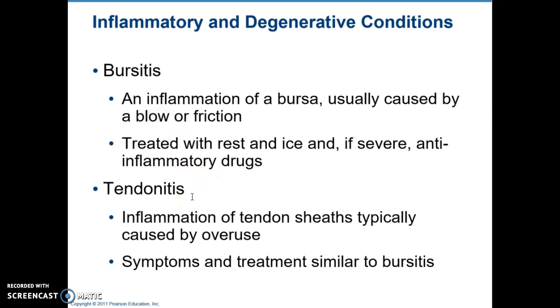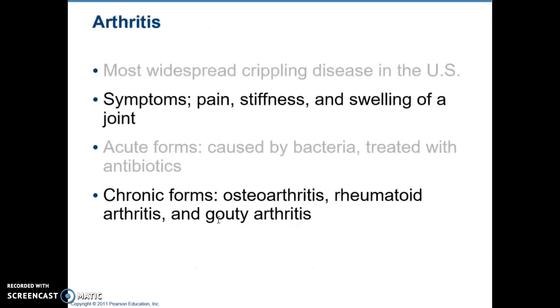Tendinitis is similar to bursitis, only it's inflammation of a tendon sheath, and instead of being an acute injury, like bursitis, this is much more likely to be an overuse or repetitive stress injury. So tennis elbow would be an example of tendinitis. Then you have arthritis. We are going to go over 3 different forms of arthritis: osteoarthritis, rheumatoid arthritis, and gouty arthritis. What all of them have in common is that there is pain, stiffness, and some degree of swelling in the joint.